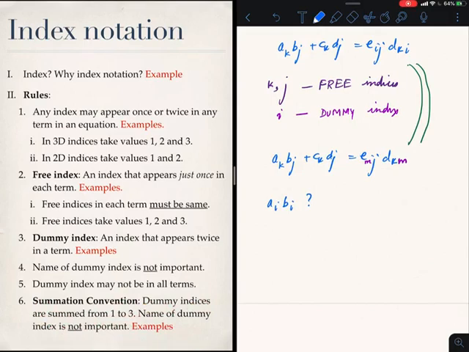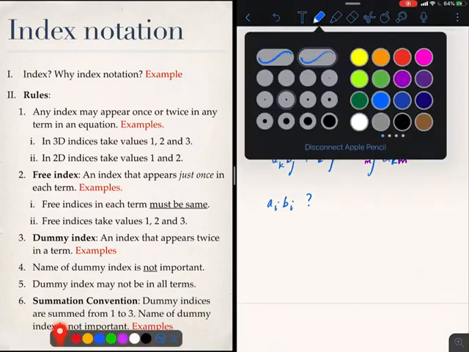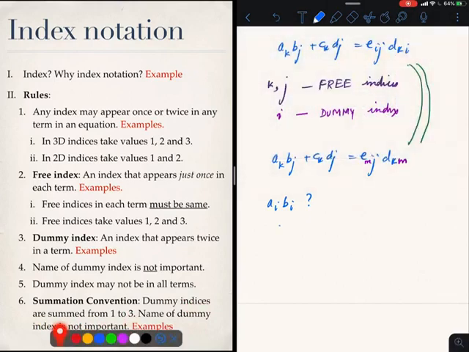Actually, I have written that over there. So the dummy indices are summed from 1 to 3. That means A_i B_i is actually A1 B1 plus A2 B2 plus A3 B3. That's what a dummy index does.